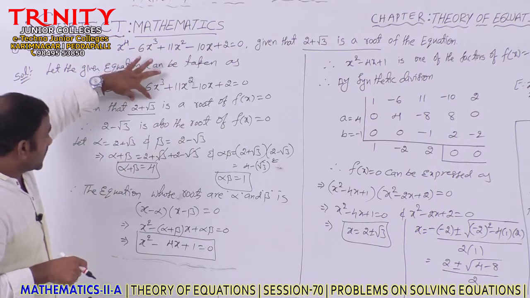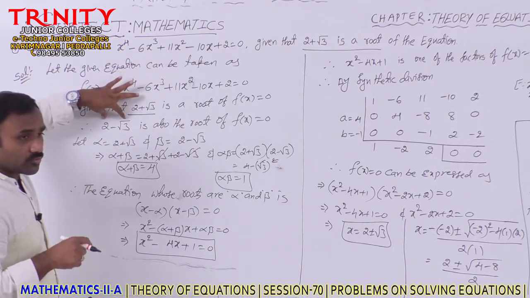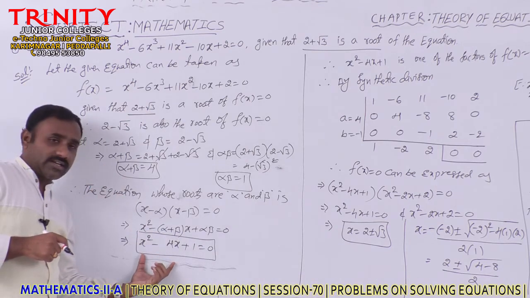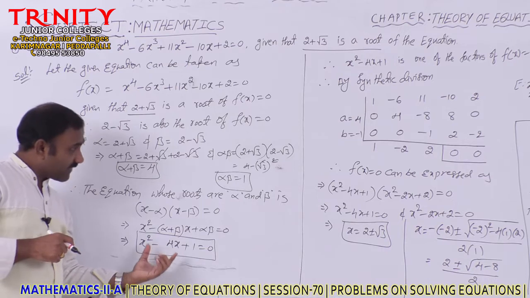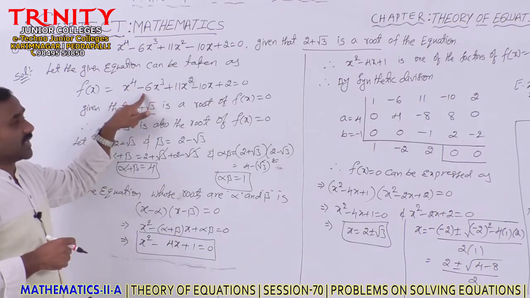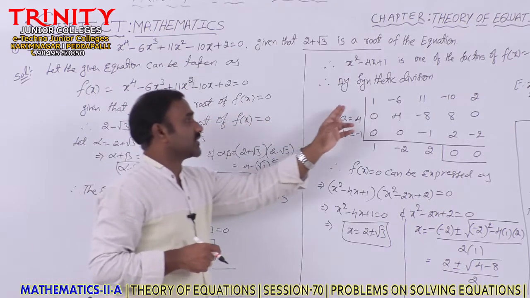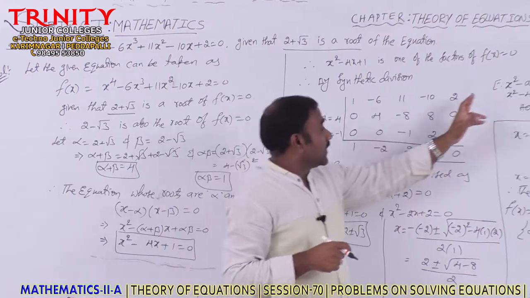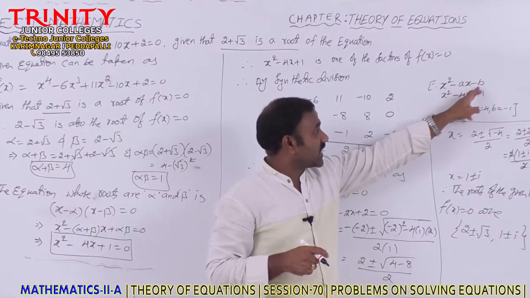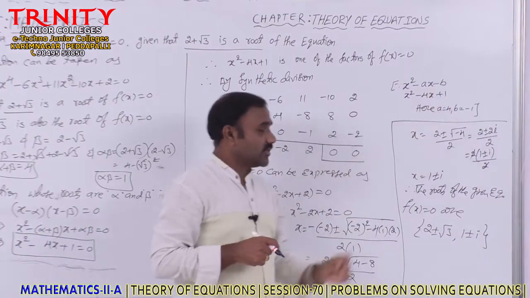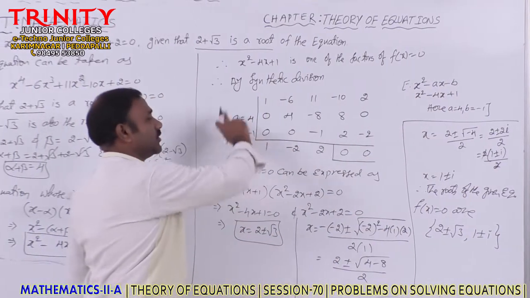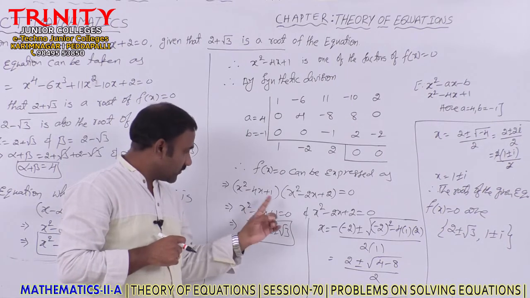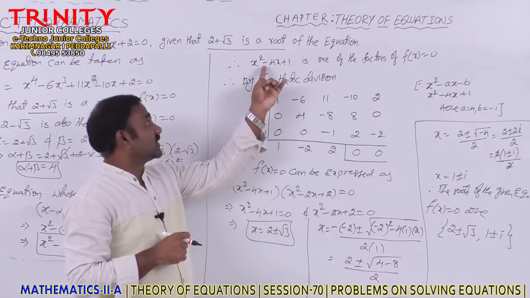If a plus root b is one root, then you have to take a minus root b as the other root. With those roots, we got a quadratic factor. This is a factor of this polynomial f of x. Then we use synthetic division by the quadratic factor. If it is in the form of x square minus ax minus b, then we compare the values. We got the product of the factors, this is a factor.